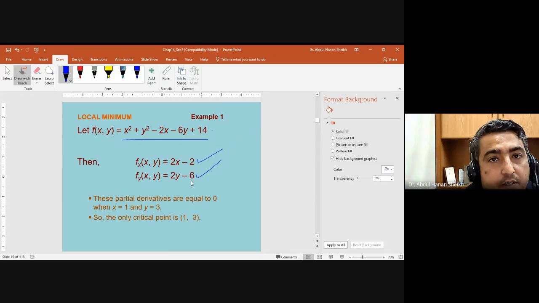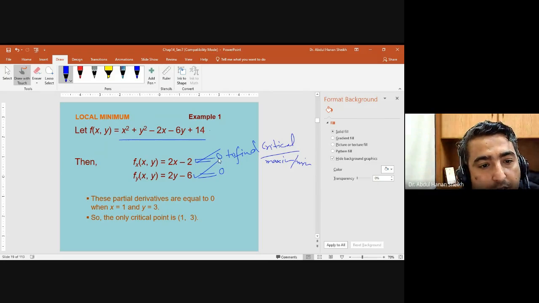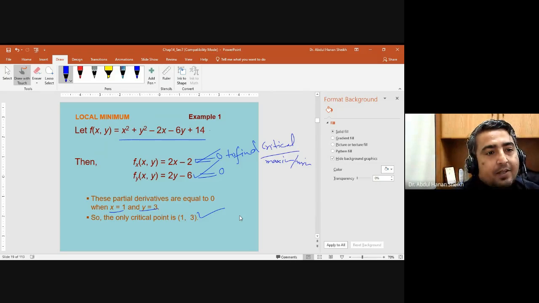Now, if there is a critical point, both these derivatives should be equal to 0. So equate them to 0 to find maxima or minima. When you equate them to 0, you get x is equal to 1 and y is equal to 3. So this is the only critical point. Now this can be a minimum or maximum or neither.